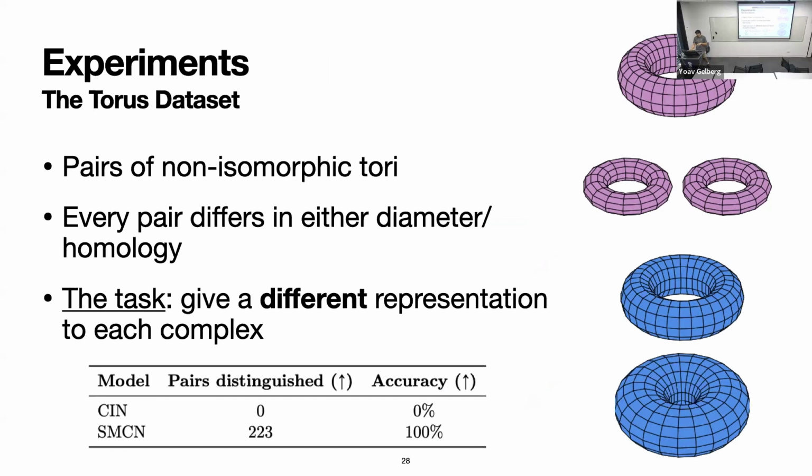The first one, we construct a data set consisting of pairs of complexes, where each complex in the pair is built with the same number of cells, but the two are different on at least one fundamental topological invariant. So they're not going to be the same topological complex, but they are constructed on the same number of cells. And then the task is to give different representations to each complex.